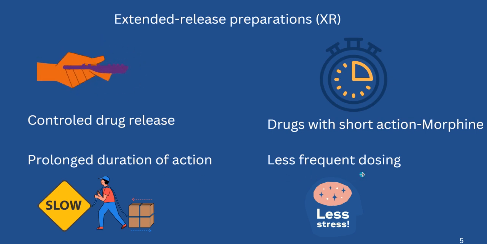So the need for frequent dosing is reduced. We can give, for example, twice daily dosing. The need for dosing comes down because the action will be for a longer duration with the extended release preparation. The most common example is painkillers. Okay.